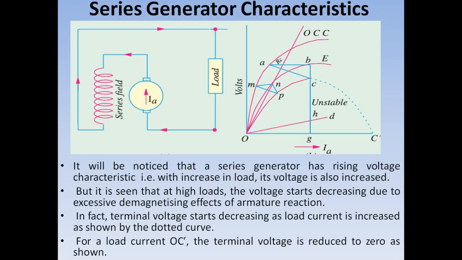In the case of the OCC, you are plotting between E0 and the field current. In the case of internal characteristics, you are plotting between E and armature current, whereas in the case of external characteristics, you are plotting between the terminal voltage V and the load current. So even though the currents in all these characteristics are different, in the case of a series generator all these currents are one and the same. Hence all the characteristics can be plotted using a single graph.